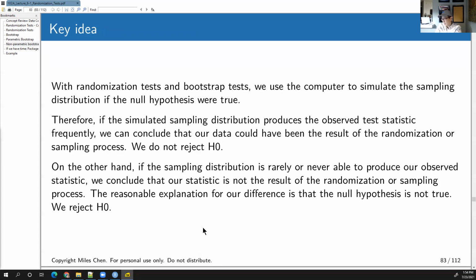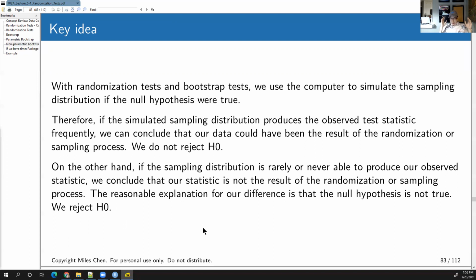Okay. So again, the key idea here with randomization tests and bootstrap tests is that we're using the computer to simulate the sampling distribution if the null hypothesis were true, right? So everything is, what would the world look like? What kind of data could we get if the null hypothesis were true?